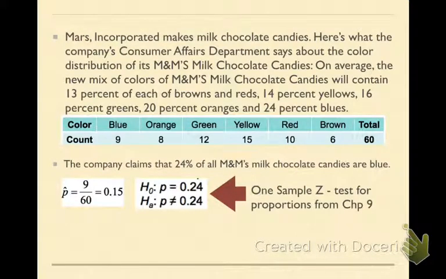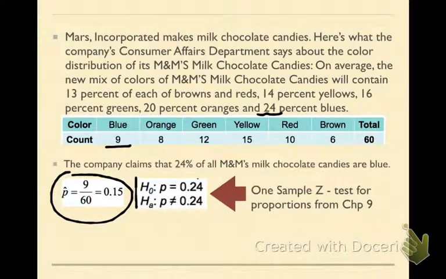So here's the example from your book, the M&Ms count and everything. If you're doing a one sample z-test, as you can see right here, you have the sample proportion, which is 15% for the blue M&Ms, and the company claims they have about 24% blues, which is a bit off. And then you're going to do the one sample z-test for blue.